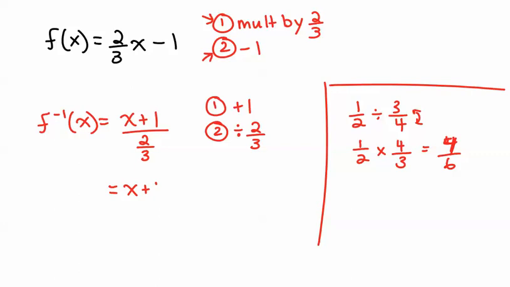We're going to leave the x plus 1, and then since we're dividing by a fraction, we're going to switch that to multiply, and we're going to flip the second fraction, so we're going to multiply by 3 over 2. You could leave it like that, or if you want to write it as 3 times x plus 1 over 2, maybe, it looks a little nicer. And that's how you do inverse functions.